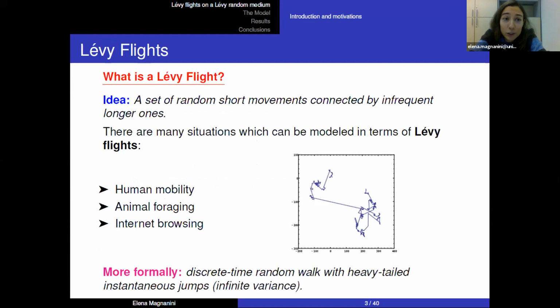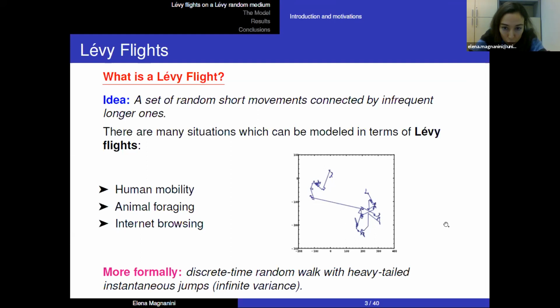So roughly speaking, we can think of a Levy flight as a set of random short movements connected by infrequent longer ones. Here in this frame, you can see the typical representation of a Levy flight with a big long jump in the middle. Its two main features are long ballistic flights and clusters of short disordered motion, we can say.